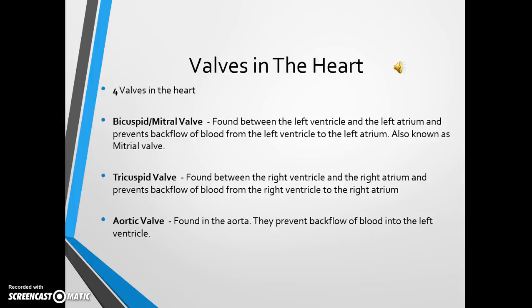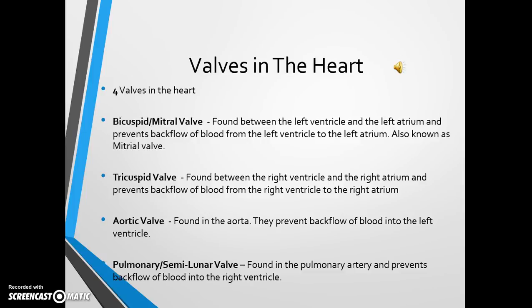Then got the aortic valve, which is actually found in the aorta. And that just stops the backflow of blood from the aorta going back into the left ventricle. Then you've got the pulmonary or semilunar valve, and all that does the same role as the aortic valve, except it's for the right side of the heart. Whenever you see this term pulmonary, always think lungs. It means something to do with the lungs. So you'll automatically know the pulmonary artery and pulmonary vein has to be going or coming from the lungs.